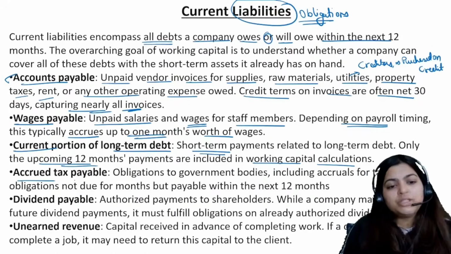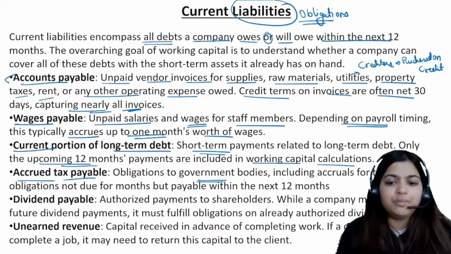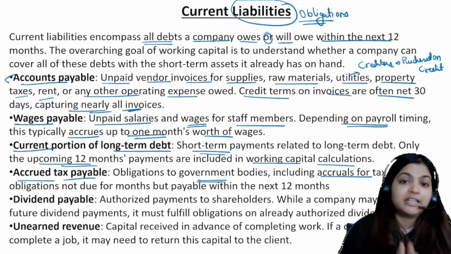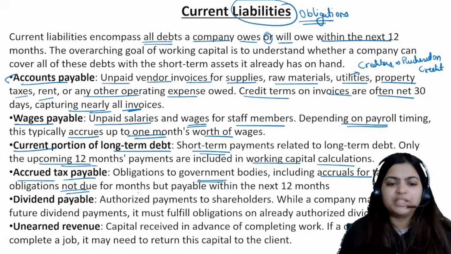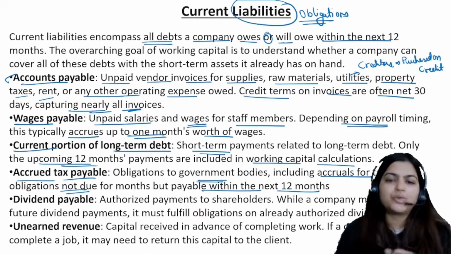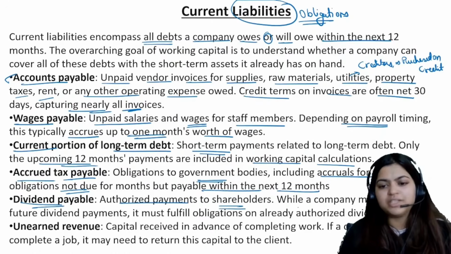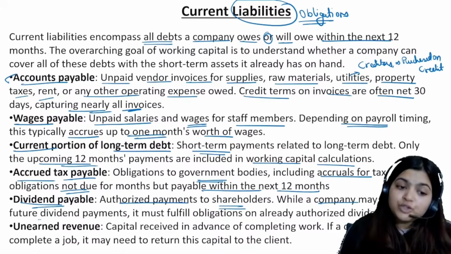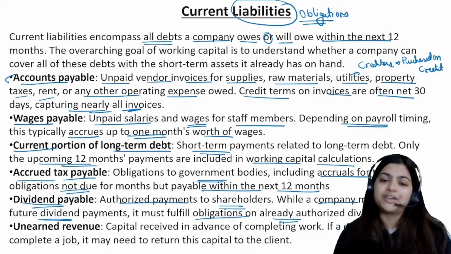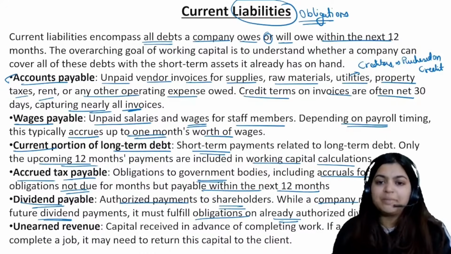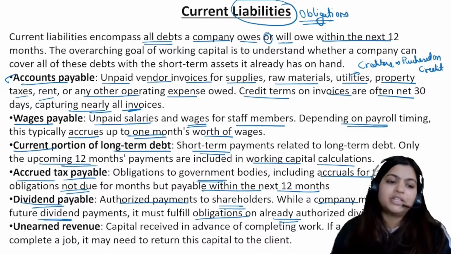Then accrued tax payable. These are the obligations which we need to pay to the governments. Yes, like accruals for tax, income tax, corporate tax, which are not due for the months but payable within 12 months. Then dividend payable. Authorized payments to shareholders. While a company may decline future dividend payments, it must fulfill obligations on already authorized dividends. Dividends payable, already there is a liability on you to pay it. So that is your dividend payable.